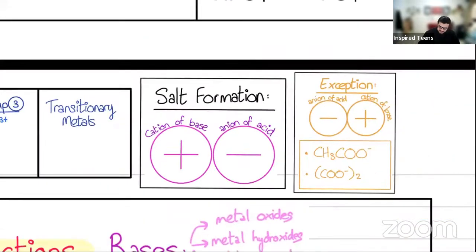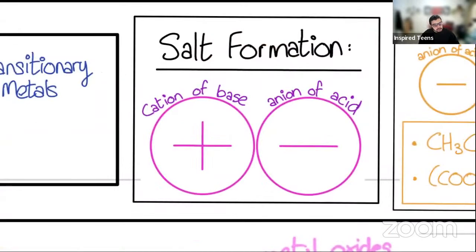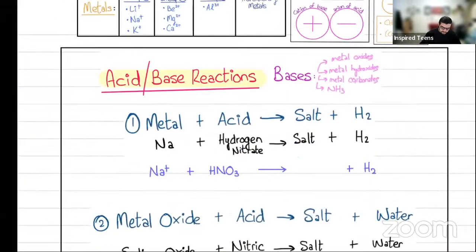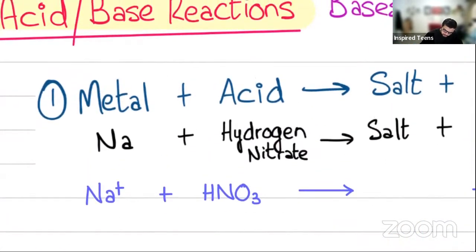Quickly, let's just go through the exceptions. Okay, no, we'll go through the exceptions when we do the example. But for now, how do we form the salt? Cation of base, anion of acid. Now, remember, this is always our base. And this is always our acid.